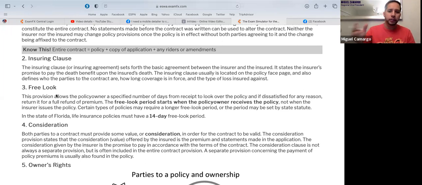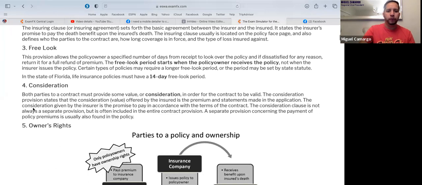So you get to look at the policy for 14 days. If you don't want it, send it back for a full refund. Now, consideration. This is when both parties bring something of value.